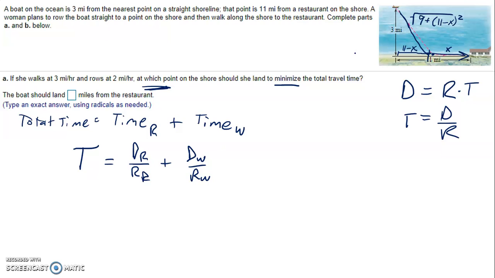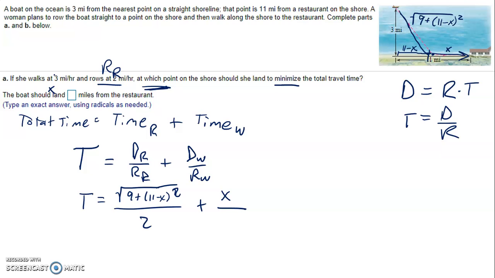The distance rowing we can find as the hypotenuse of this triangle. So the square root of 9 plus 11 minus x squared, divided by the rate rowing, that's here, is 2. And then the distance walking was x, because that's what the question is asking for, divided by the rate walking, which was 3.